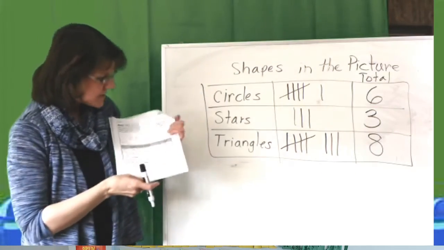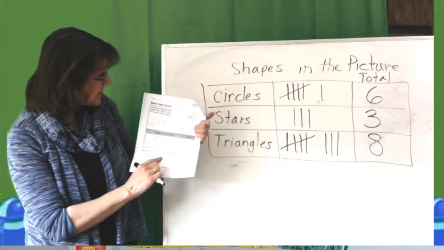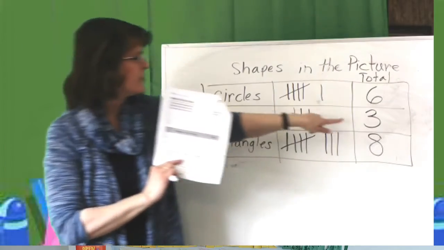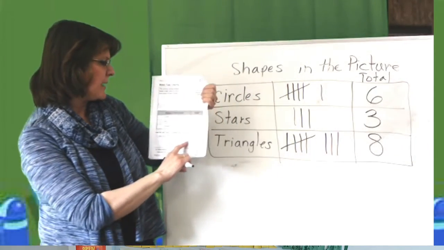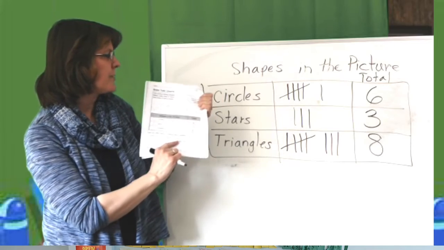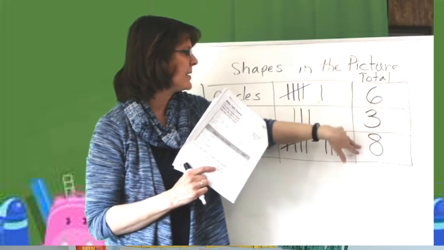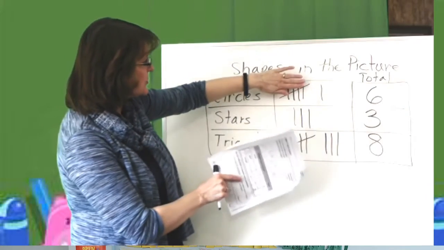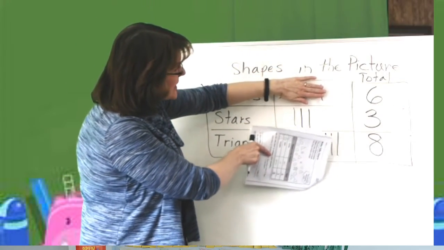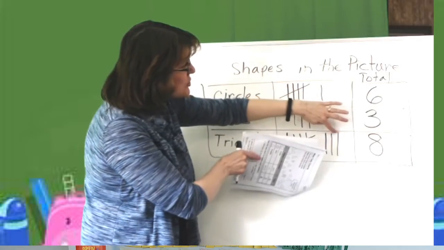Answering our questions at the bottom. How many stars are there? Well, you would go to the star row and look for your total. How many more triangles are there than circles? More triangles than circles. This is where we have to compare numbers. We could just do this and hide what's the same. 6 are the same and there's 2 extra.